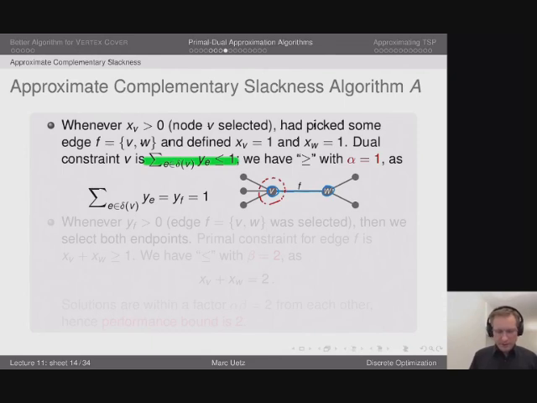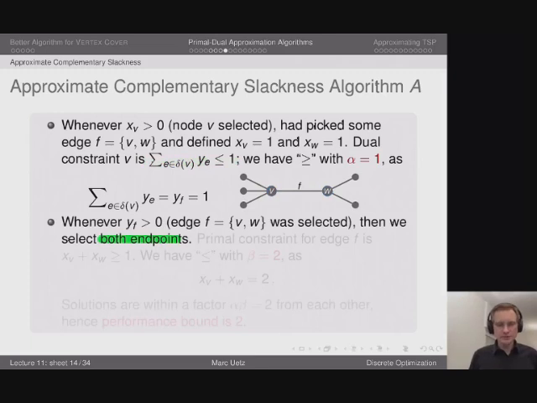So what do I mean to say here? Whenever a primal variable is larger than 0, so a node V was selected, then the corresponding dual constraint for that vertex V is fulfilled with equality. So we have exact complementary slackness on the primal side here, right? Because among all the edges incident with vertex V, we were selecting one, that is in the dual. So the alpha would be equal to 1 for the vertex cover algorithm.